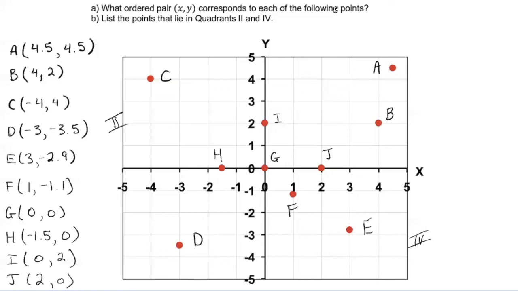In quadrant 2, only point C is in quadrant 2. So C is the only point in quadrant 2. Within quadrant 4, there are 2 points. E and F lie in quadrant 4.